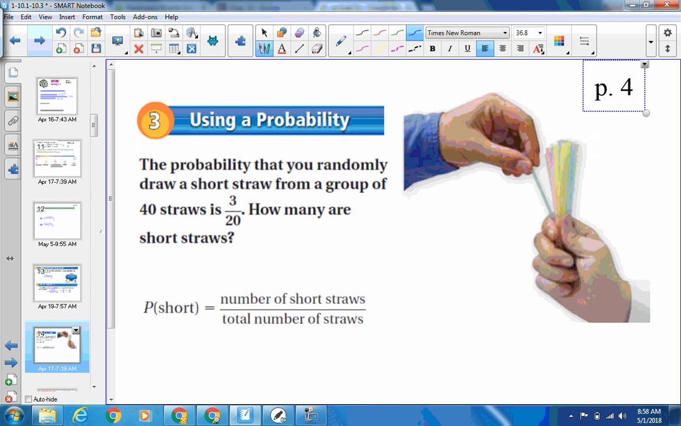Okay, and then number 3, I want to show you that using a proportion is a good way to solve this. So the probability that you randomly draw a short straw from a group of 40 is 3 out of 20. So how many are short straws? We have 3 that are short out of 20, and we want to see, well, how many would that be out of 40? So a pretty easy proportion to solve and get your answer of 6 straws.